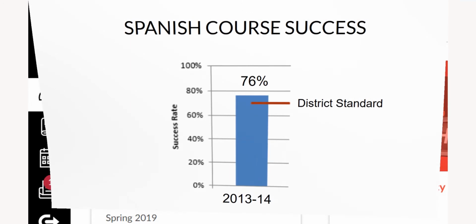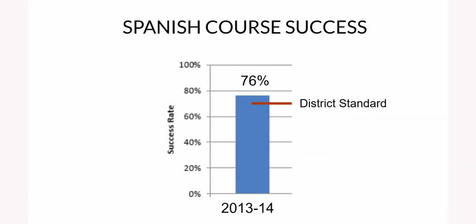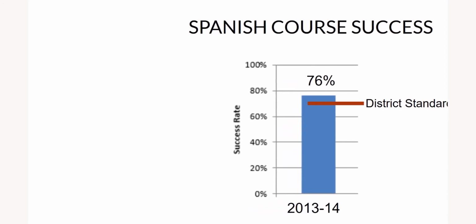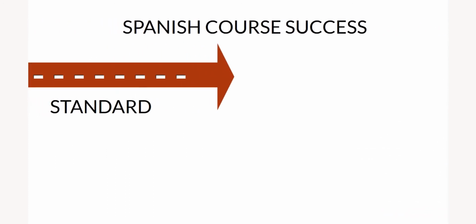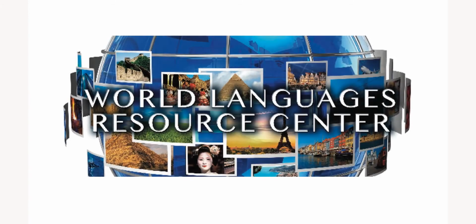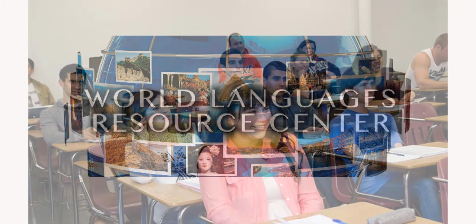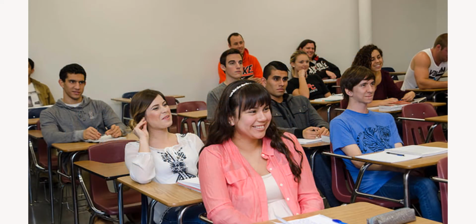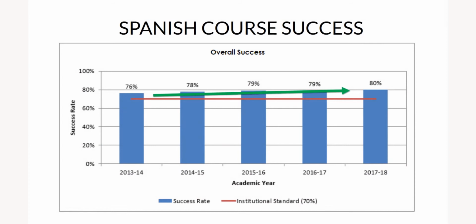Let's take a hypothetical example of Spanish. In 2013-14, Spanish course success rates were 76%. They were above the district baseline and had been for some time. Spanish established its course success rate program standard at 75%. Then, through program review and planning, the department implemented a lab software program and re-envisioned how students engaged in the language labs, and then the lecture component of their courses. Over time, course success rates have steadily increased to 80%.